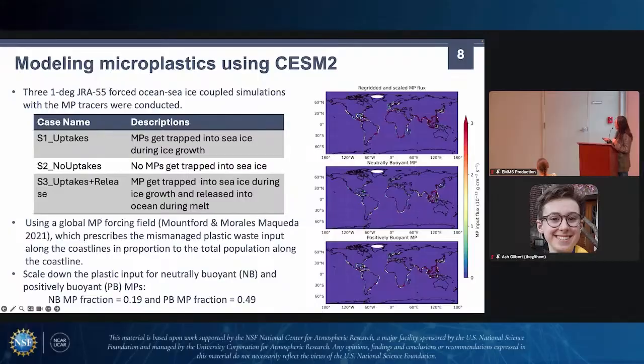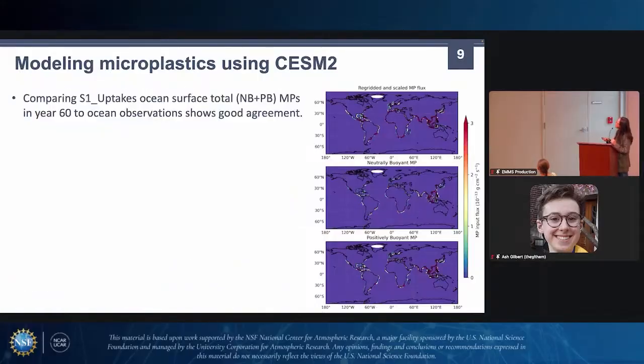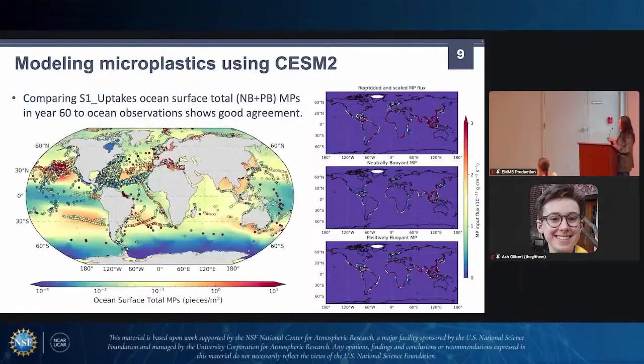After running for 60 years, we now compare the ocean surface total microplastics of simulation 1 and observations. And it shows good agreement with observations and can capture some key features in the model. For example, the Pacific garbage patch.